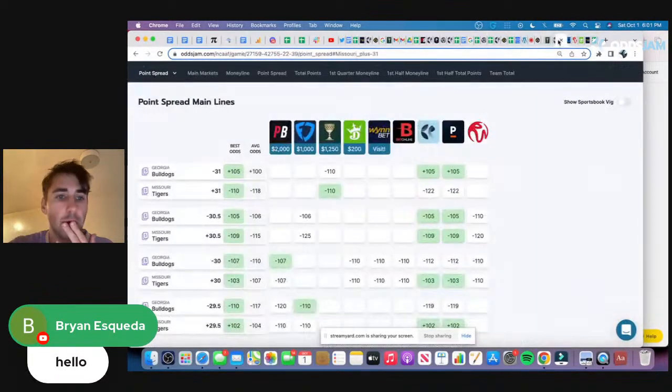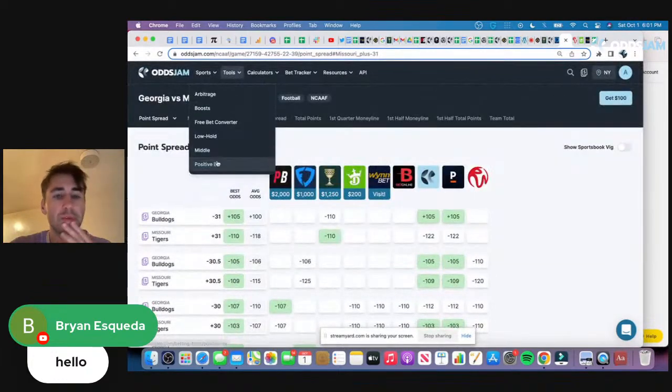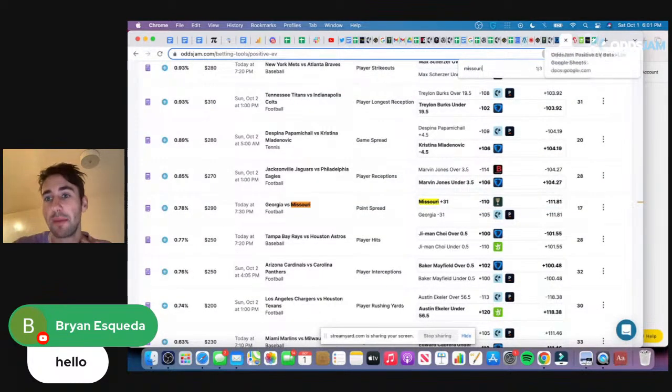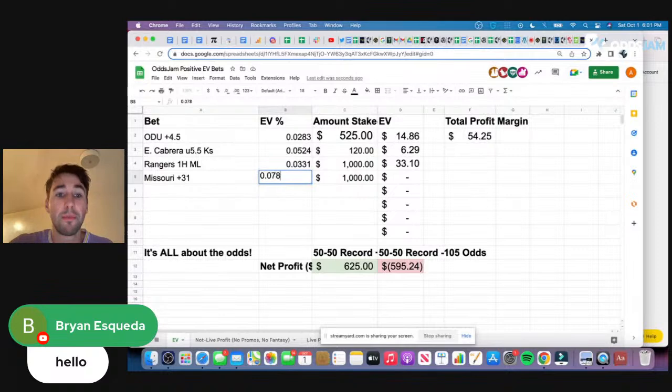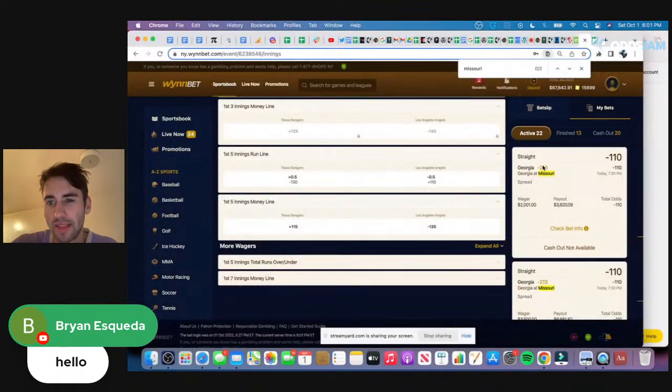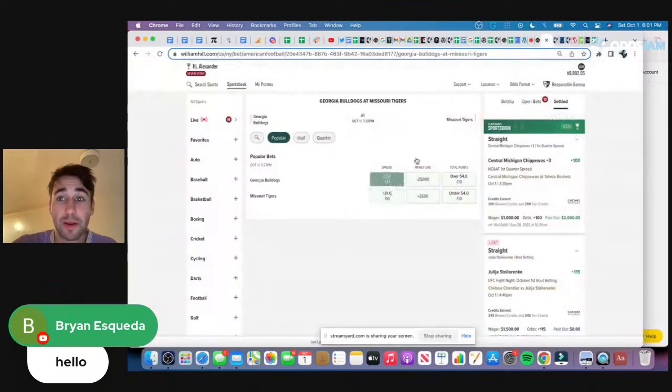And the profit margin, if we go back to the EV page, of Missouri plus 31 was 0.78%. So not high, but very clearly very good, right? And also we're hedging a little bit, right? This was positive EV. WinBet was giving us way too good of a line on Georgia. We got minus 27.5, right? And we just hedged out with a little bit of Missouri plus 31. So hopefully Georgia wins by 28 points, 29, 30, even 31, because then I'm pushing and winning, if that makes sense.